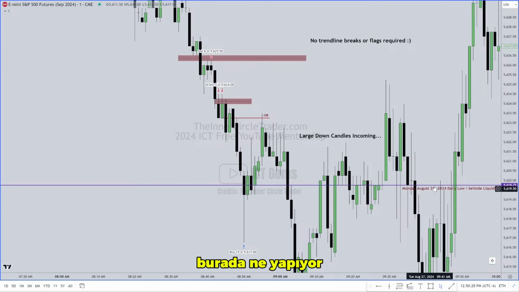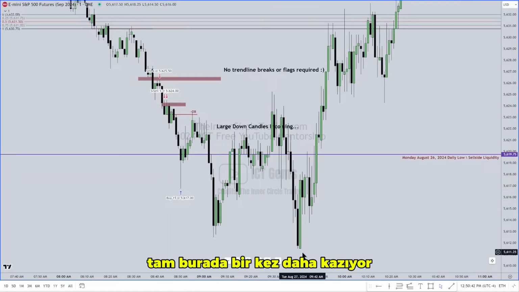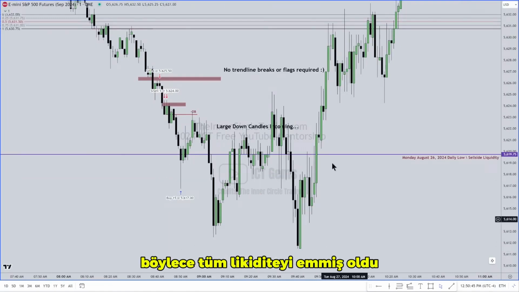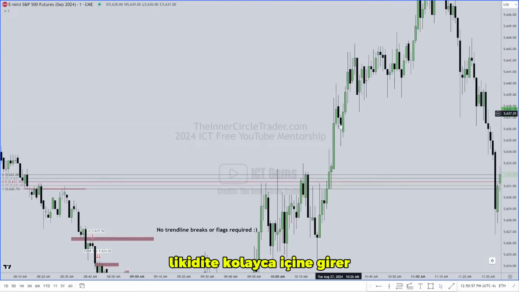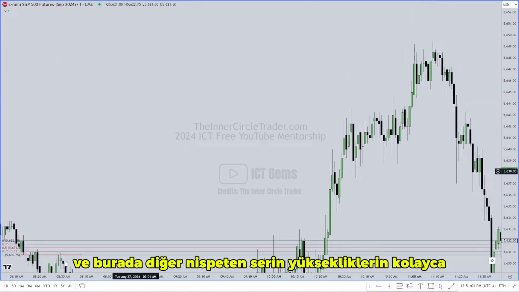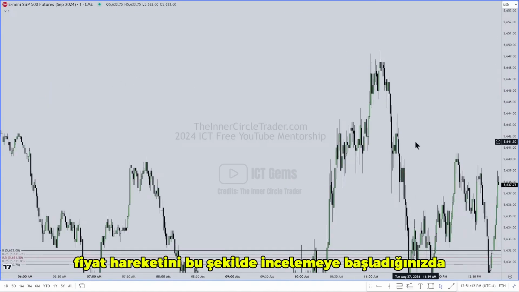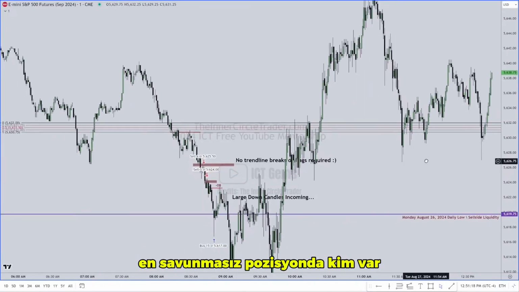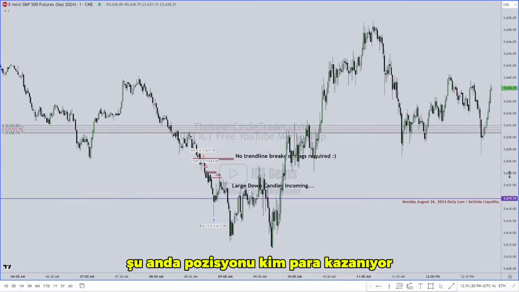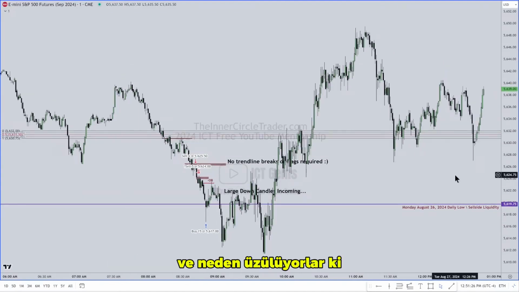What is it doing over here? We have a low, a lower low, and it digs in one more time right in here. So it's absorbed all of the liquidity below Monday's low. And then it rallies up, liquidity, easily digs into it. Into here, easily above the relative equal highs, then back down. When you start studying the price action like that, who's at the most vulnerable position right now? Who's making money? What are they targeting? And how can they upset them? And why would they, being upset, be profitable to some other entity out there?